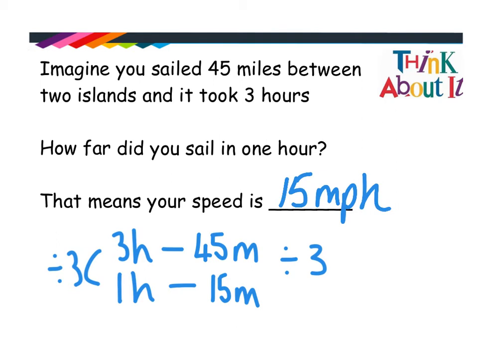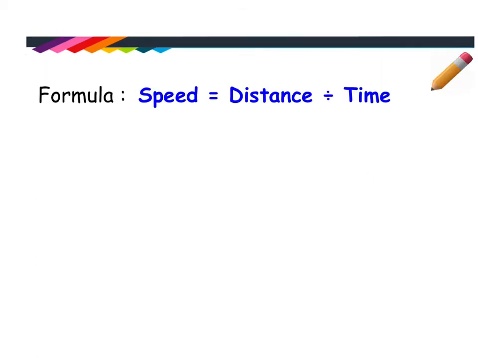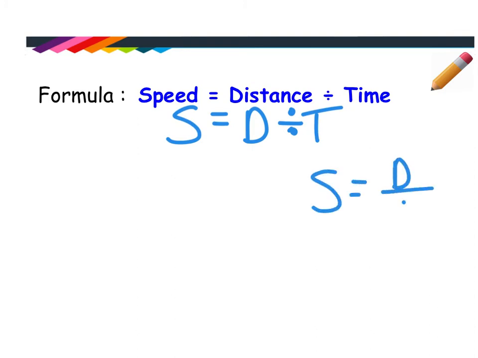Now, what sum did we do there? We took our distance and we divided it by our time. So we did distance divided by time. So that is your formula to get any speed questions. And here it is here. So if you're doing this as a lesson, this is where you would start to copy down. So speed equals distance divided by time. And we will shorten this to S equals D divided by T. Okay? You might also see it written as this. So either way of them are both acceptable.